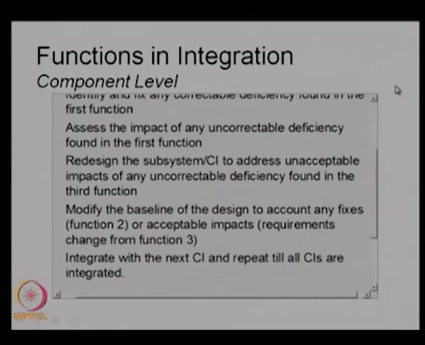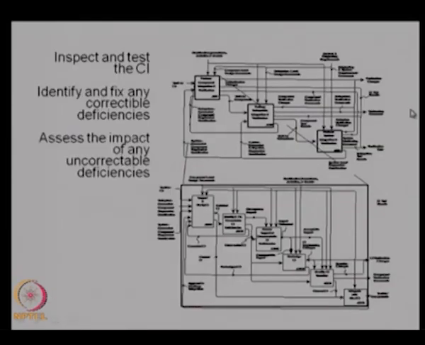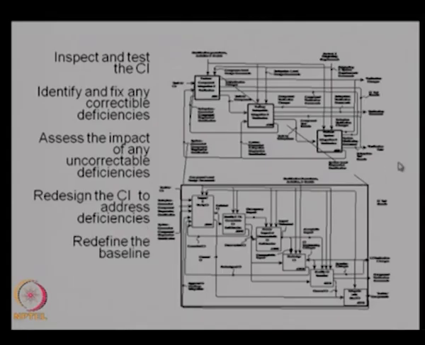This can actually be represented by a diagram. These are the stages: basically inspect and test the CI, identify and fix any correctable deficiencies, assess the impact of any uncorrectable deficiencies, redesign the CI to address deficiencies, and redefine the baseline. So, these are the stages involved, and we integrate with the next CI. This can actually be shown as an IDEF0 diagram.